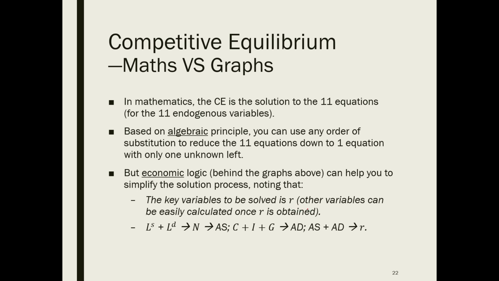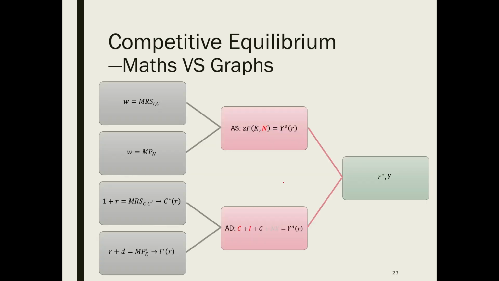To summarize what we have done, the intratemporal conditions form the supply curve and demand curve in the labor market, which leads to the aggregate supply curve in the output market. The intertemporal conditions form the demand for consumption and investment, which translates to the aggregate demand curve in the output market. Combining the AS and AD curves results in the equilibrium interest rate, output, as well as other endogenous variables.